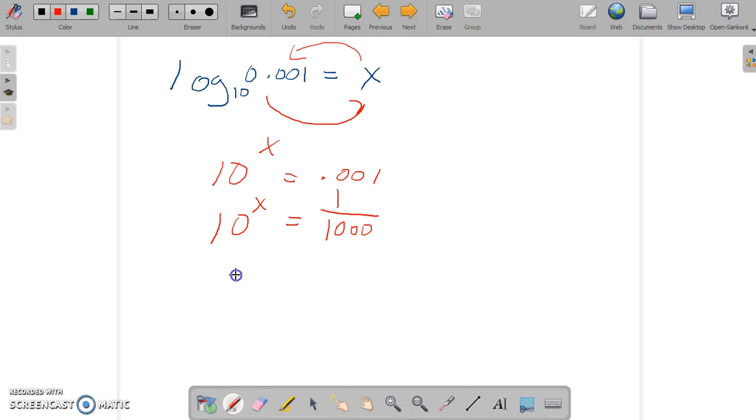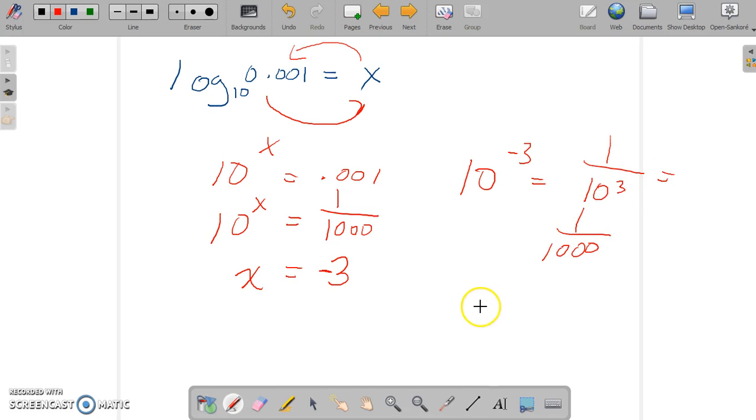So if x equals, instead of 3, if x equals -3, that would give us 1 over 1,000, because 10 to the -3 power equals 1 over 10 to the third power, and that equals 1 over 1,000. So that's a little bit trickier, okay? You have to use the negative exponent there.